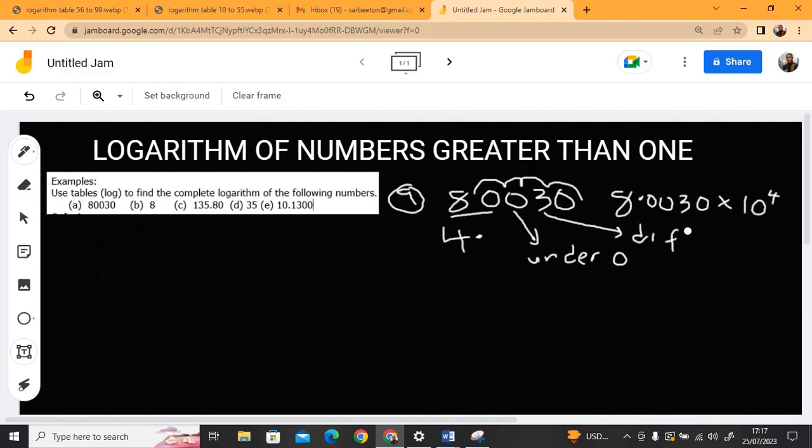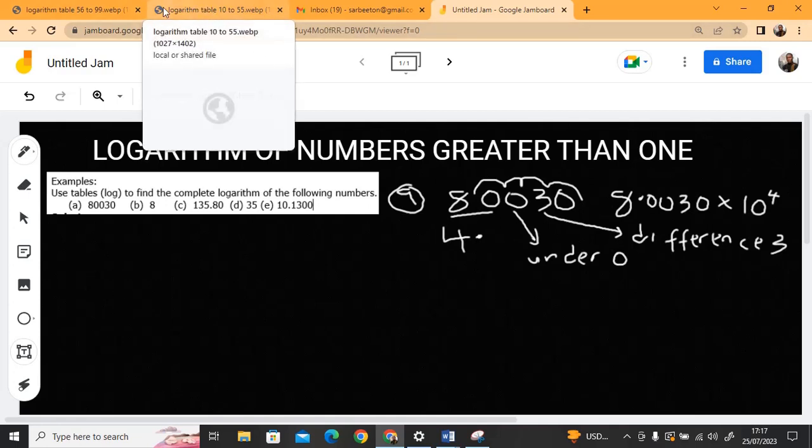Difference what? Difference 3. We can do it together here. Now, the logarithm table I have downloaded it, so you can use yours. You will get it now. Let me show you how to get it.